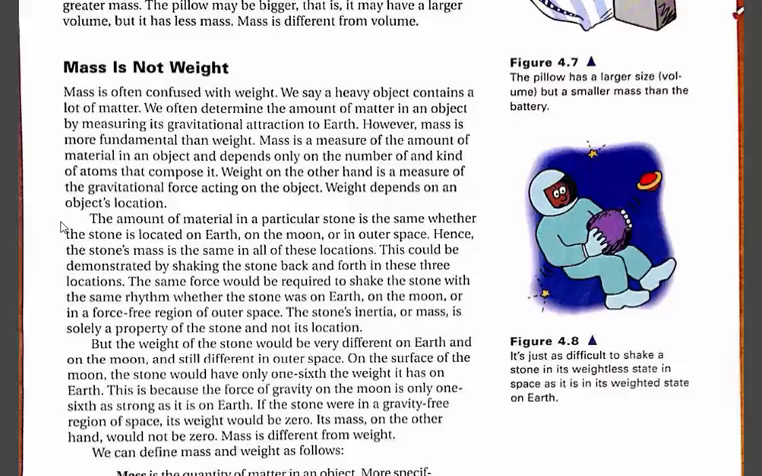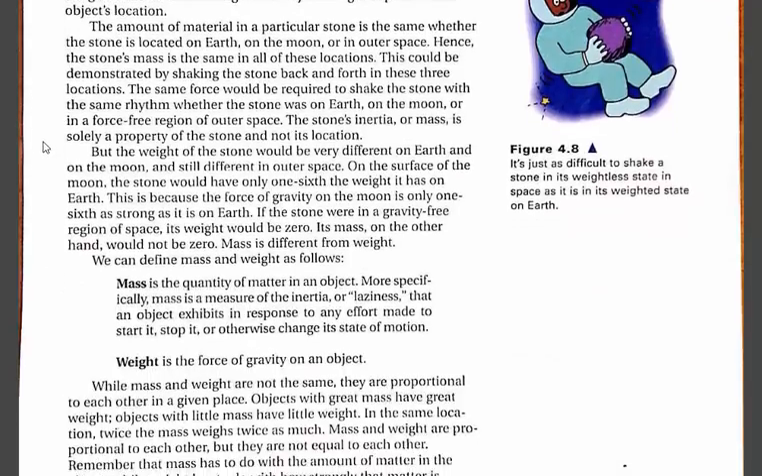The amount of material in a particular stone is the same whether the stone is located on Earth, on the Moon, or in outer space. Hence, the stone's mass is the same in all these locations. This could be demonstrated by shaking the stone back and forth in these three locations. The same force would be required to shake the stone with the same rhythm whether the stone was on Earth, on the Moon, or in a force-free region of outer space. The stone's inertia, or mass, is solely a property of the stone and not its location.